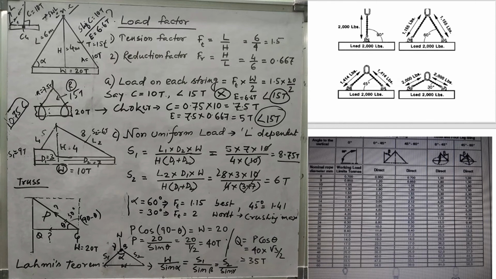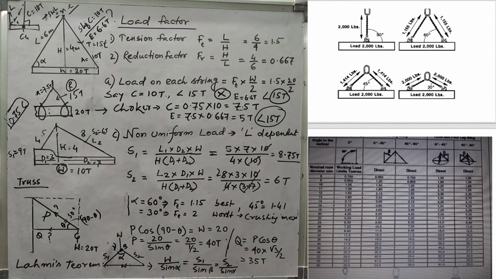So our available capacity on the branch is either 6.67 for the normal case, and in the choker case it is hardly 5 ton. The other way, load sharing capacity will be tension factor into half of the load for 2 branch, or if it is 3 branch, W by 3. So it will give you 15 ton for 20 ton load. So we need a 15 ton capacity string, but have sharing capacity hardly 7 ton, so it will fail.